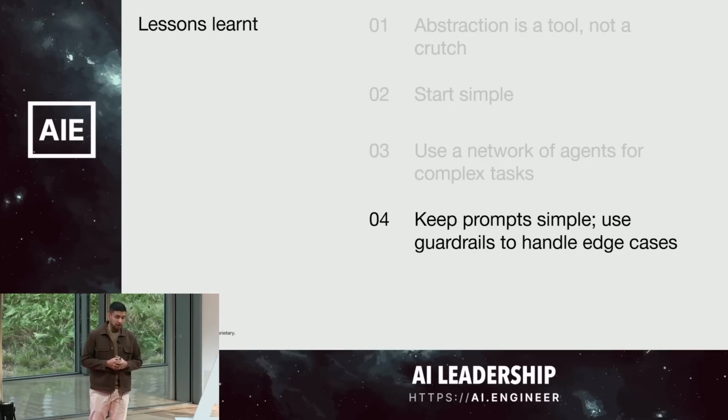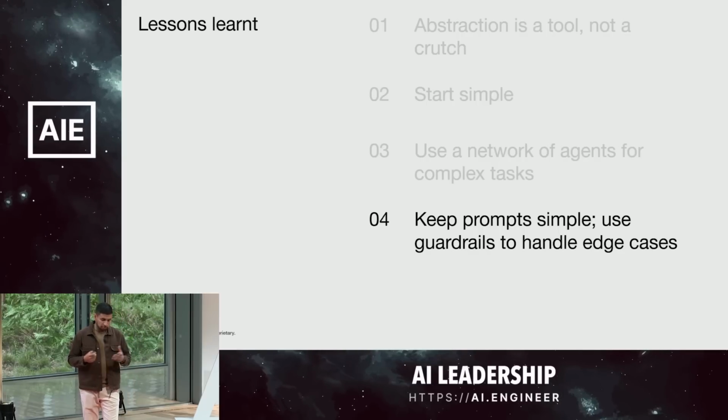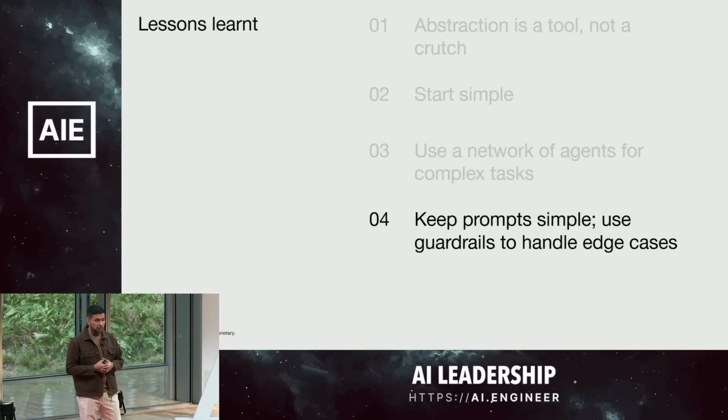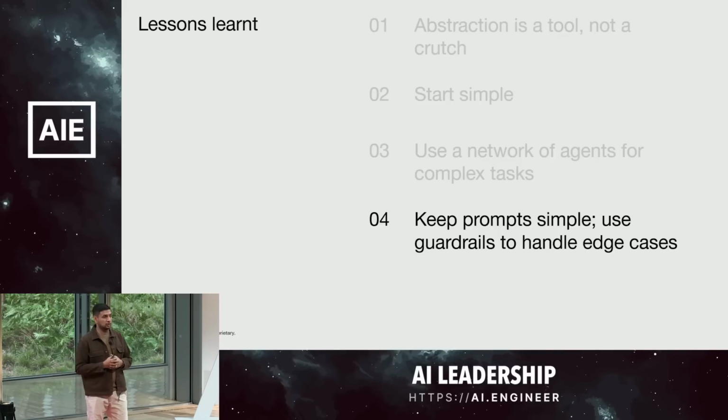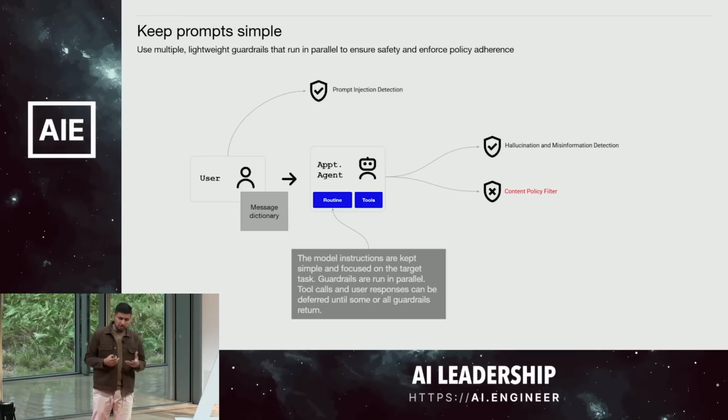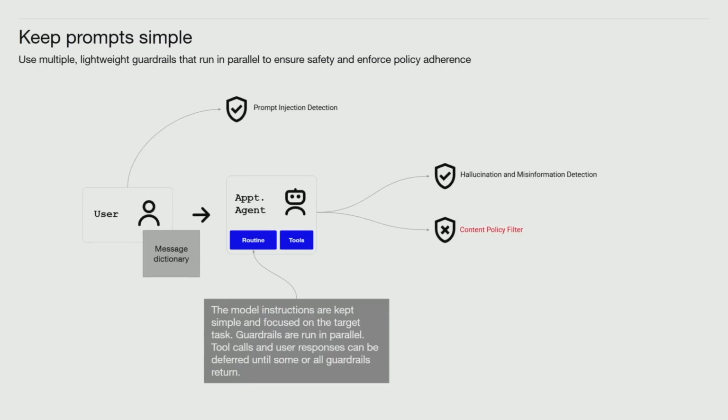So our final lesson pertains to guardrails. And just to level set, guardrails is a catch-all term today for any mechanism that enforces safety, security, and reliability within your application. And it's generally used to prevent misuse and ensure that your system maintains integrity. Keeping the model instructions simple and focused on the target task ensures maximum interoperability of your system and also ensures that we are able to hill climb on accuracy and performance most predictably.